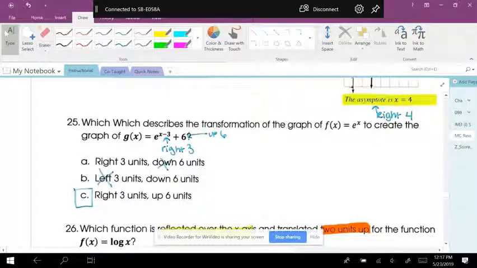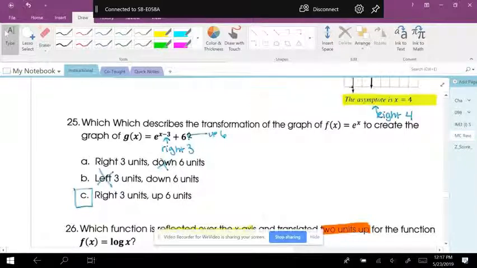Okay. This one, I really like this one for a couple of reasons. In this situation, it says describe the transformations. Some people get tricked up on the right 3. A lot of people tend to say left 3 because it's negative. But take a look here. It says plus 6. I feel like a lot of you right away will say plus is going up. Well, the only option that has up is C. So even if you get stuck on this one, you should know it's up 6, and that's why C is literally the only choice.